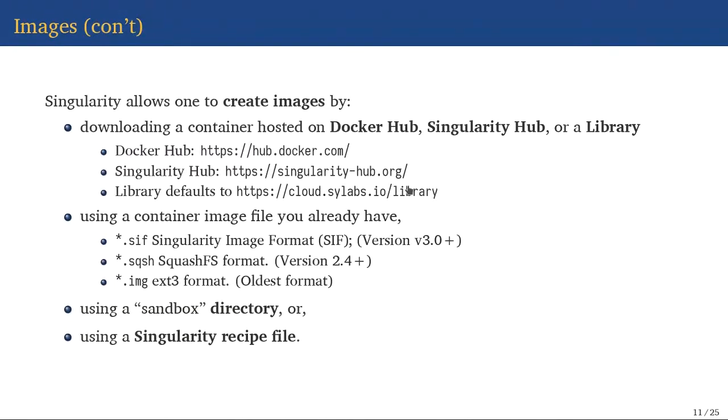So you can create your images by pulling them from Docker Hub or Singularity Hub. There's also Sylabs, which has a library feature as well. Virtually all our users use Docker Hub or they're rolling their own. You can use a container image file that you already have. If it ends in .sif, that's for version 3 or higher. If it ends in .sqsh, that's for Singularity version 2.4 or higher. And .img was the original format, which is just an ext file system image. Now, version 3 can handle all of those files.